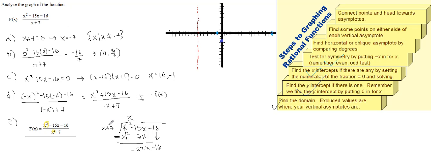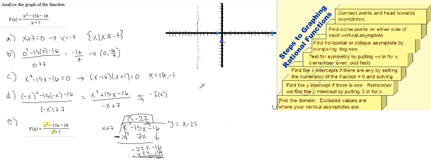Now we only have to go one more step. What could we multiply x by to get negative 22x? That would be negative 22. So we multiply this back through to get negative 22x, and 22 times 7 is 154, so negative 154. We don't actually have to go any further from there. We can stop once we get these first two terms, because that's going to be the equation of our oblique asymptote: y equals x minus 22.